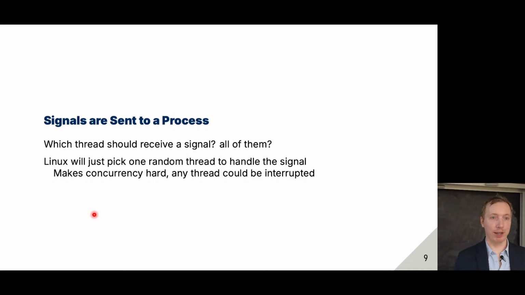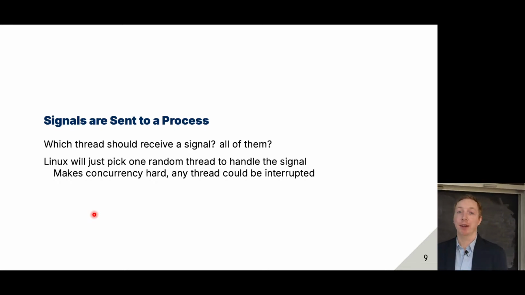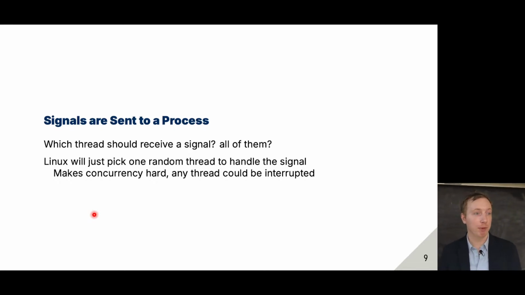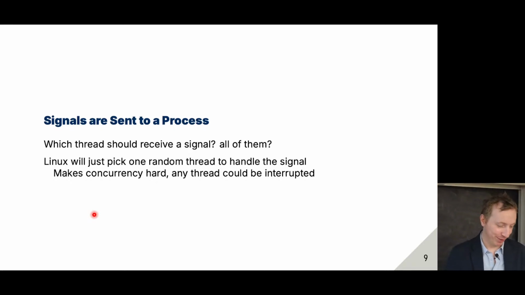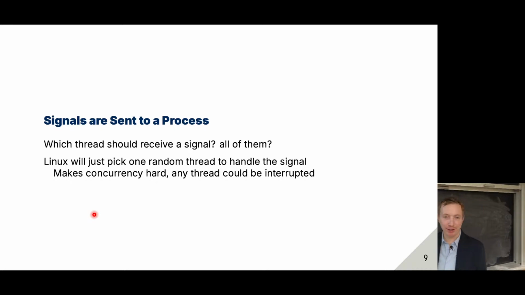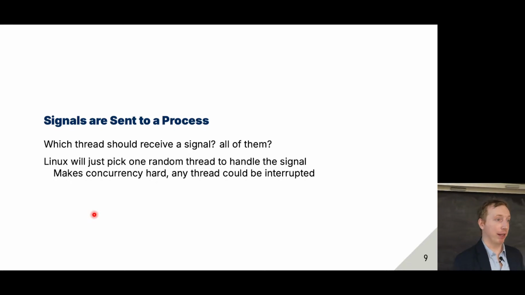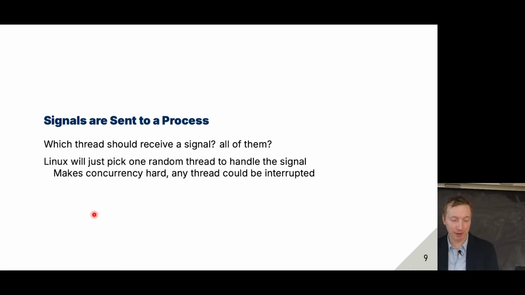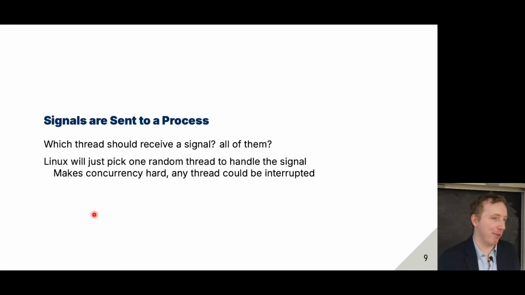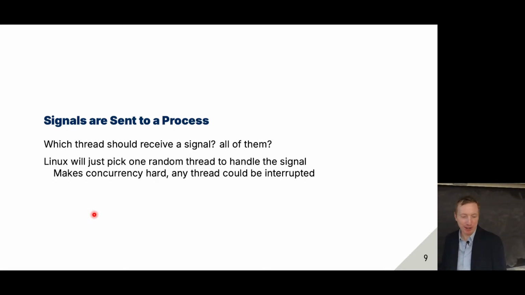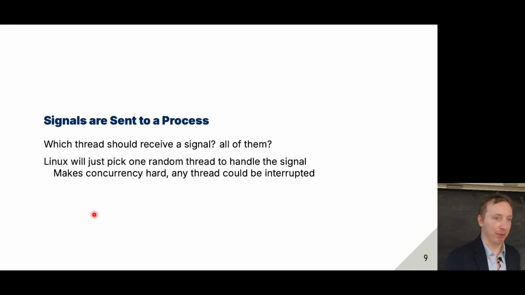So the solution in Linux is if a process gets sent a signal, it will pick a random active thread, and then that will receive the signal. So this makes concurrency hard because you can't control which thread actually gets interrupted and will run the signal handler. It's just anyone at random, so good luck. So if you thought signals kind of sucked for lab 2, try using signals with multiple threads.